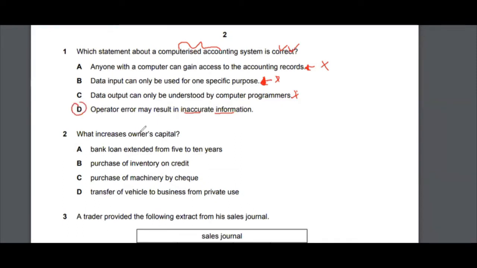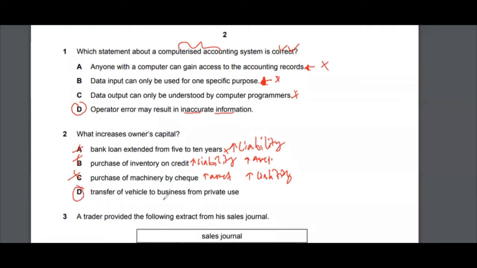Multiple choice 2, what increases owner's capital? Bank loan extended from 5 years to 10 years, that's actually going to increase liability. Purchase of inventory on credit, that's again going to increase liability and increase assets at the same time, right? Purchase of machinery by check, then again, this is going to increase asset and liability. So far, it's not increasing equity, right? So options A, B, C are actually incorrect. So by the process of elimination, the correct answer to multiple choice 2 is actually option D.